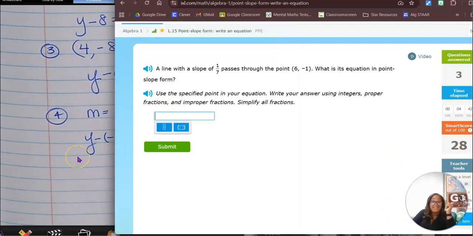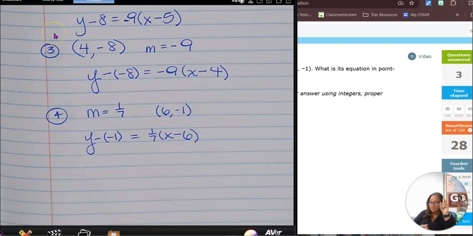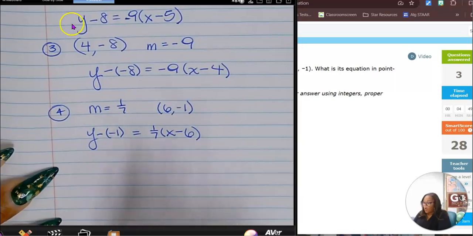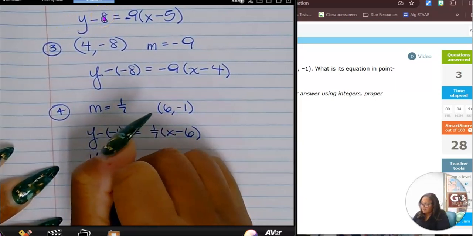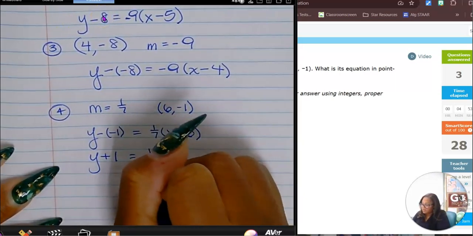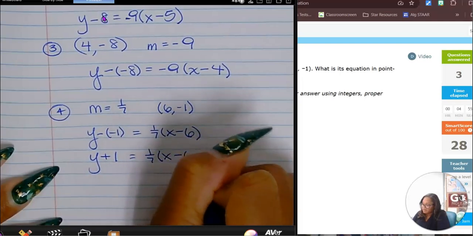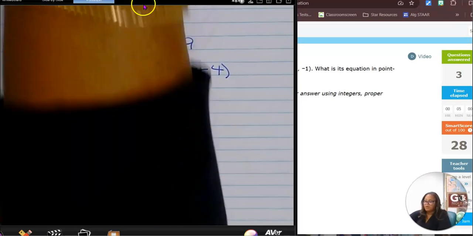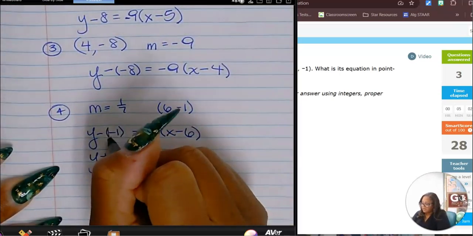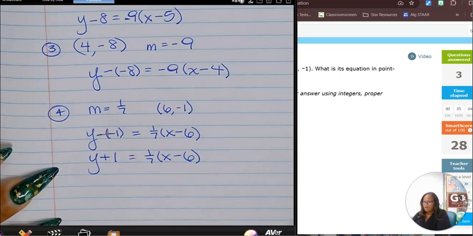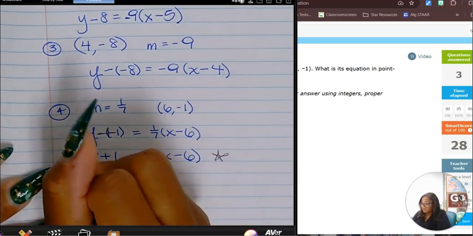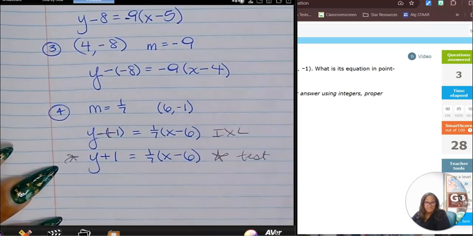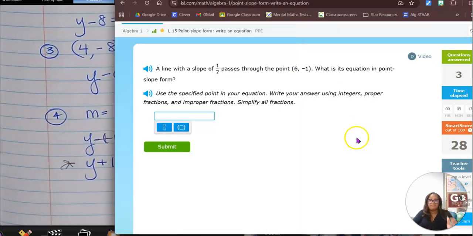Oh, I get to simplify here. So I can do one of two things. I can leave it as is, and here I can put minus -1, or I can write y plus 1 equals 1/7 times x minus 6, because when you subtract a negative, you turn that into addition. So this ends up being a plus sign. This is how it's going to appear on the test, but IXL will accept this. So I'll show you both ways.